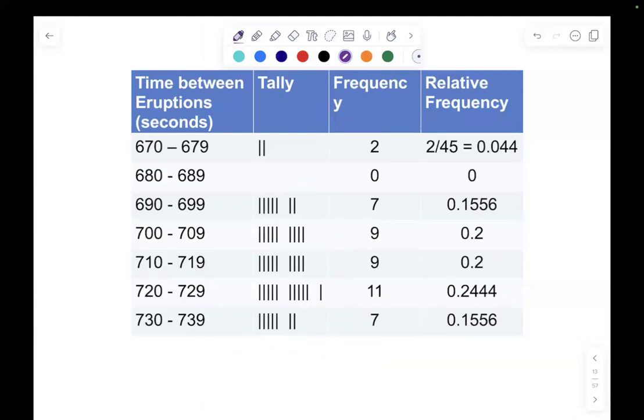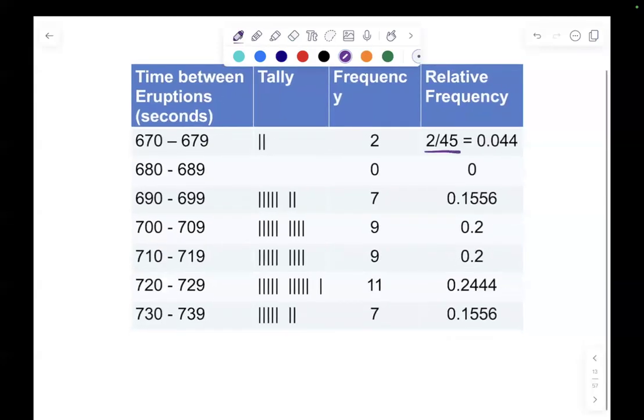So now what I did was I tallied them. I looked through my data and I made tally marks. How many do I have between 670 and 679? How many do I have between 680 and 689? And so on and so forth. I went through and I tallied them all up, created a frequency distribution, a nice little table. Then I also calculated the relative frequency. So I took the 2 divided by 45, which is the number of data values I have, and I did that on each of them.